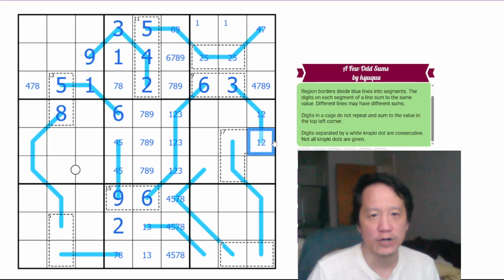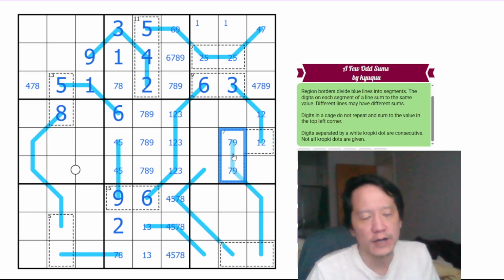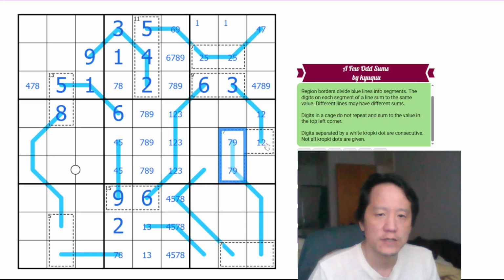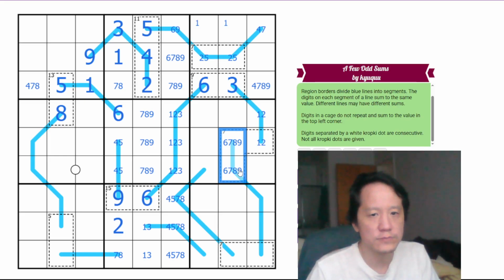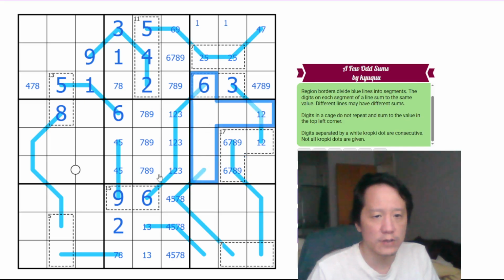If this is 1, this has to be a 7, 9 pair adding up to 17. If this is 2, it could be 6, 9, or 7, 8. We're not sure which. 6 cannot be here.